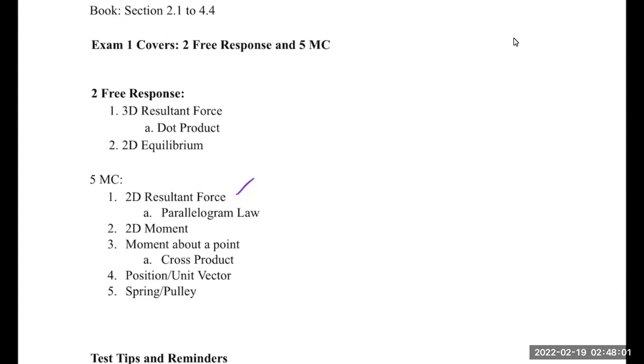So 2D resultant forces are probably going to be there, and you're going to utilize the parallelogram law. For the parallelogram law, you probably use the law of sine and law of cosine. Then 2D moments, and then moment about a point where you have to utilize the cross product. This is a 3D moment problem. And then the last two I predict will be a position vector or unit vector problem and another 2D equilibrium problem, but maybe focus more on either pulleys or springs.